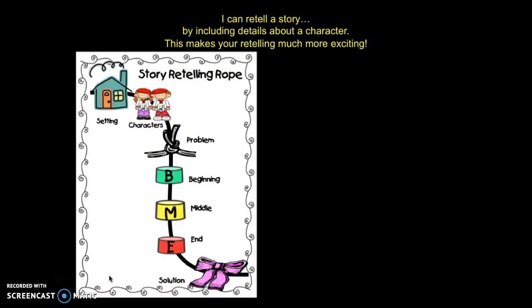Since we are learning how to retell, we want to start by thinking about the main characters in the story. So, for example, in this case, it would be Henry, okay? This is our retelling rope, and there's a few things on the rope, such as setting, problem, solution, and all of that, but like I said, today, let's just focus in on those characters, okay? When you retell a story, if you include details about the character, it makes your retelling so much more exciting, and it even sounds grown up.